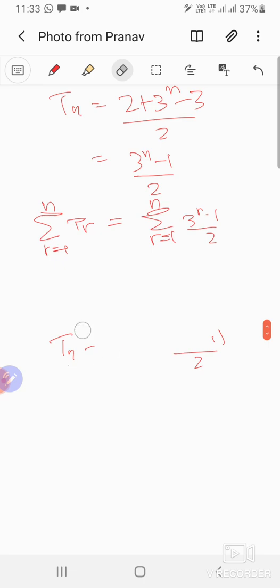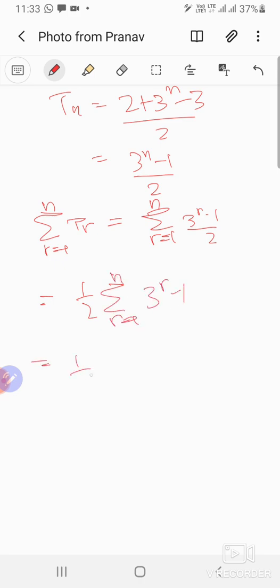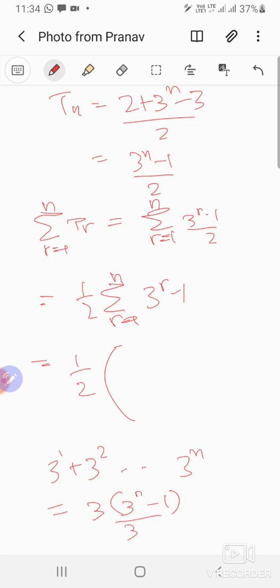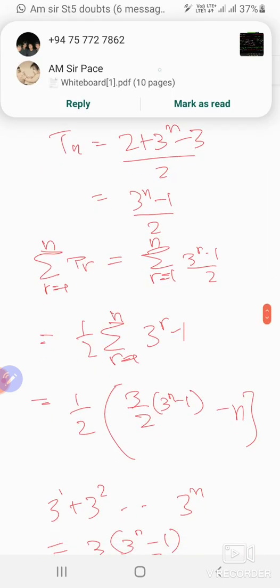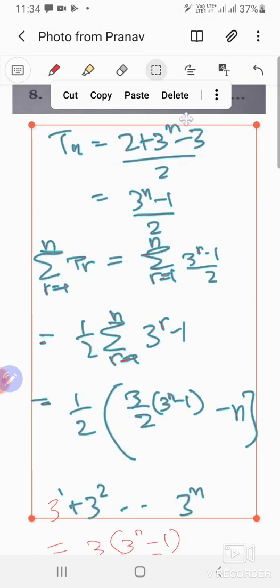Alright. So this can be written as half the summation from r equals 1 to n of 3 to the r minus 1. So half, what's the summation of 3 to the r from r equals 1 to n? That has to be 3 plus 3 squared plus so on till 3 to the n. There are n terms, obviously. Then you get 3 times 3 to the n minus 1 upon 3 minus 1, which is 2. So it's supposed to be 3 by 2 of 3 to the n minus 1. Then you get minus 1, which is just minus n. So that's it. That's the solution. Fine, let's move on to the next question.